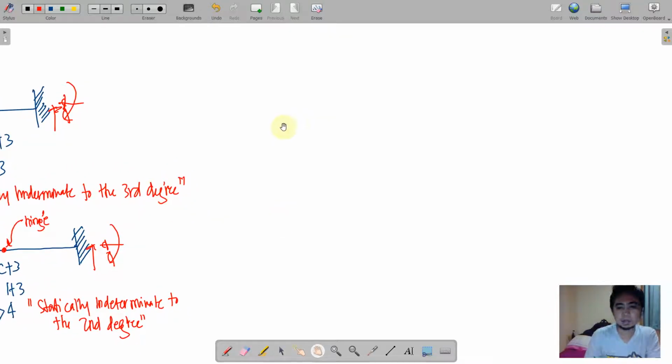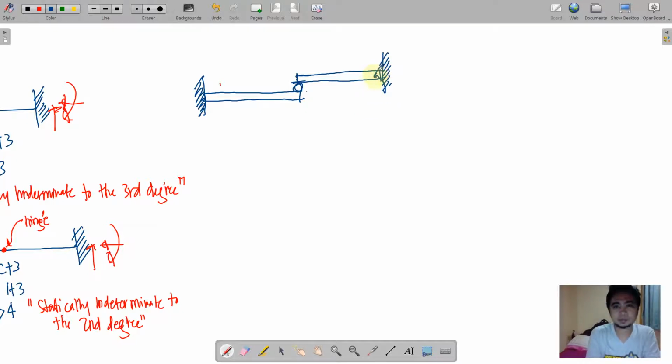So let us have another example. If we have a beam, say this beam here is fixed at this end, and then we will find here a roller support, and then resting on this roller support is another member, and this is pinned at the end. Okay, so we have here an internal roller.